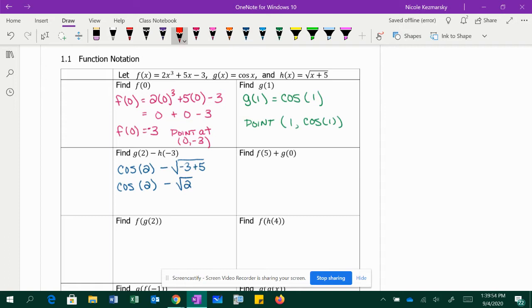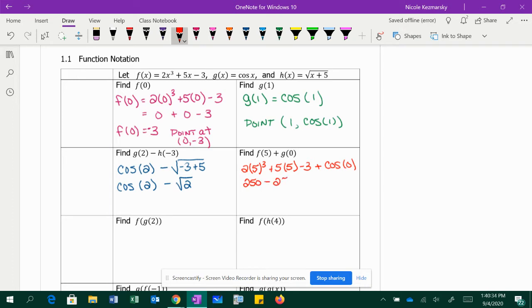In the next one, very similar. We're going to say f of 5 plus g of 0. So f of 5 means I'm doing 2 times 5 cubed plus 5 times 5 minus 3. So that's f of 5. Then I'm going to say plus g of 0. So I'm going to say cosine of 0. Well, let's see what we can do here. 5 cubed is 125, I think. 125 times 2 is 250.